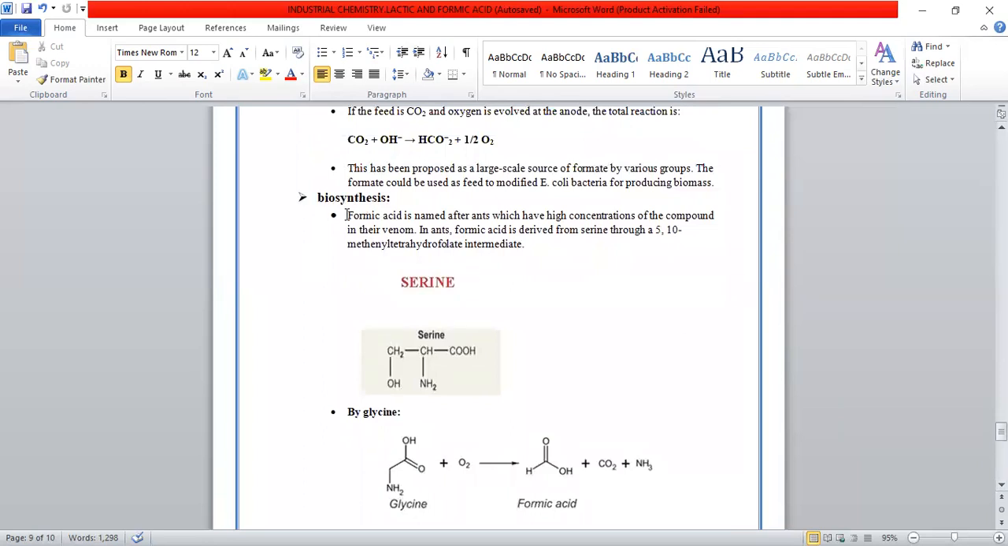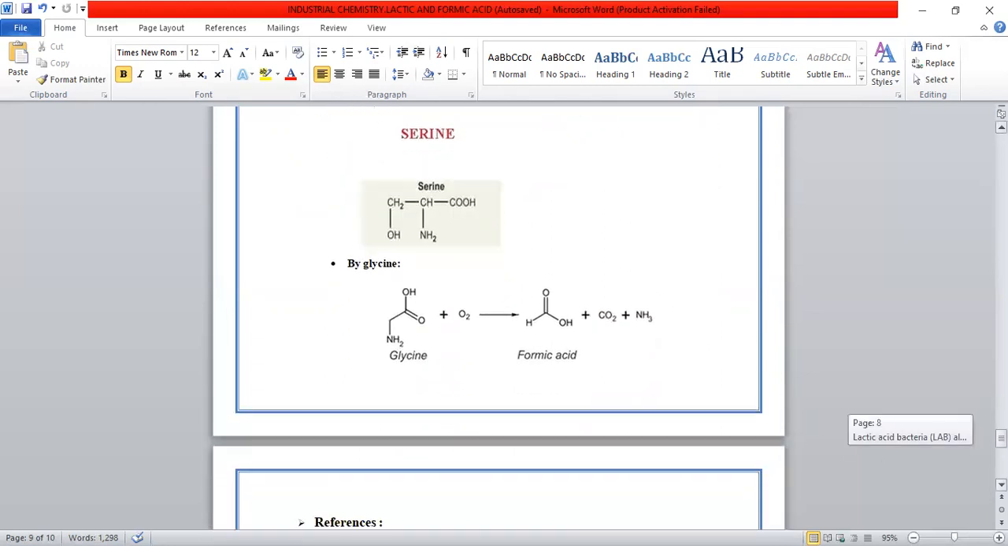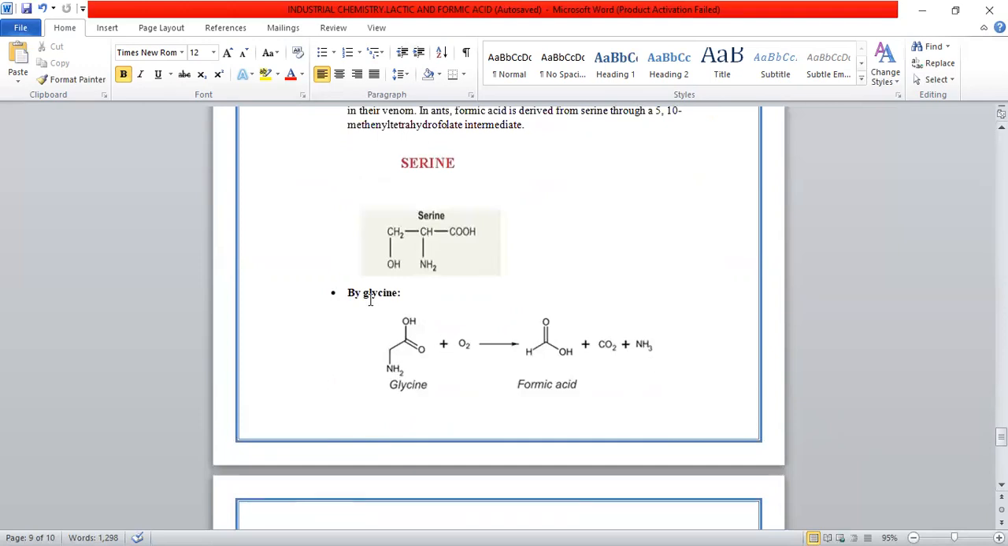Now I'll discuss the biosynthesis of formic acid. It is named after ants, which have high concentrations of the compound in their venom. In ants, formic acid is derived from serine through a 5,10-methylene tetrahydrofolate intermediate. This is the structure of serine. The second process of the biosynthesis of formic acid is by glycine. When we add oxygen to glycine, we get formic acid with carbon dioxide and ammonia.